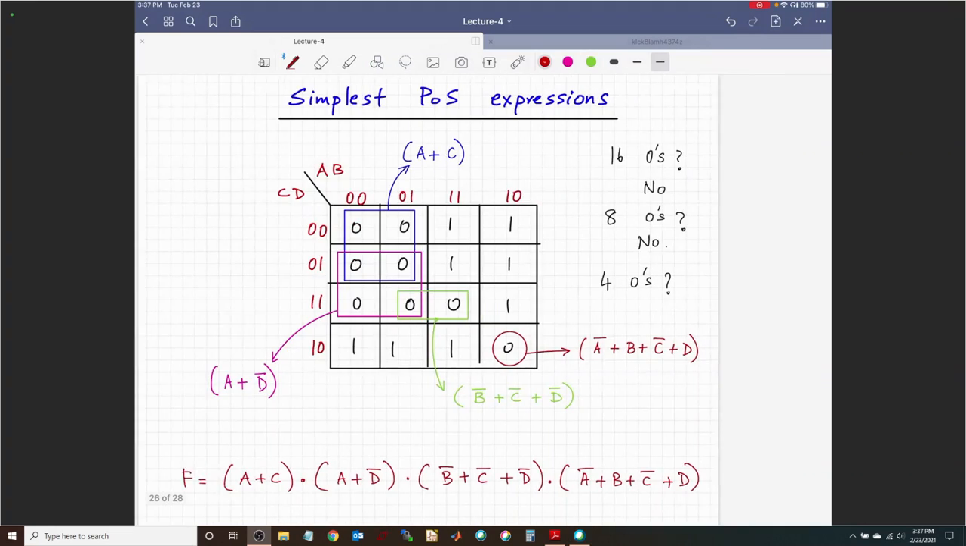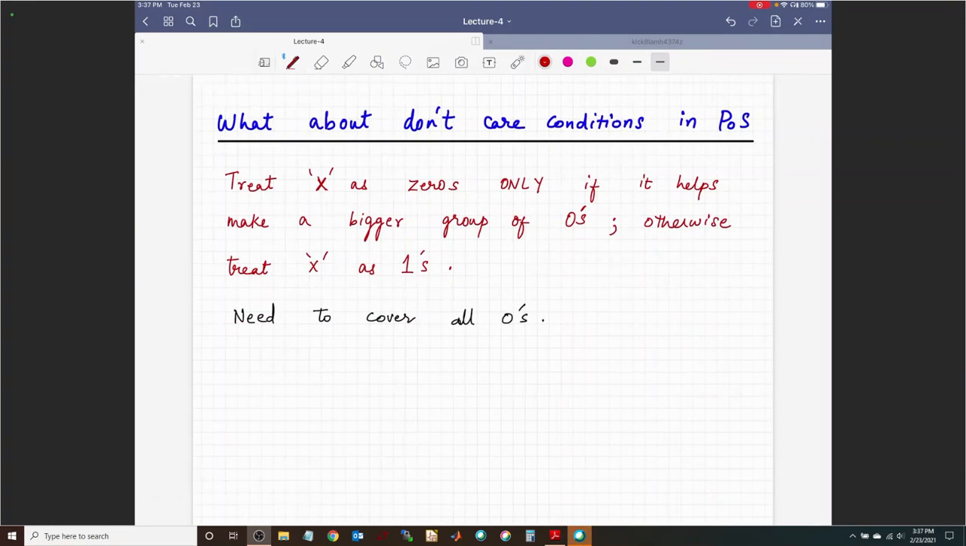All right, let's ask this question now. What about the don't cares conditions in product of sum simplification? The answer is very similar to what you would expect. You would treat a don't care as a 0 only if it helps you make a bigger group of zeros. Otherwise, you would treat it as a 1 and you would leave it out of the group. And the goal while you are dealing with don't cares in K-maps in order to get the simplest product of sum expression is going to be to cover all the zeros but not need to cover all the don't cares.